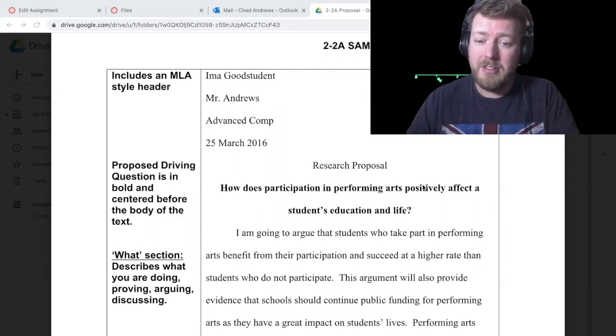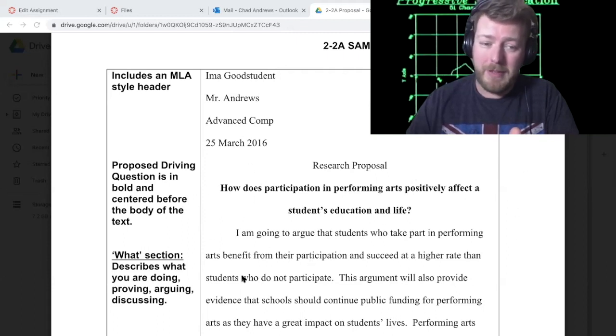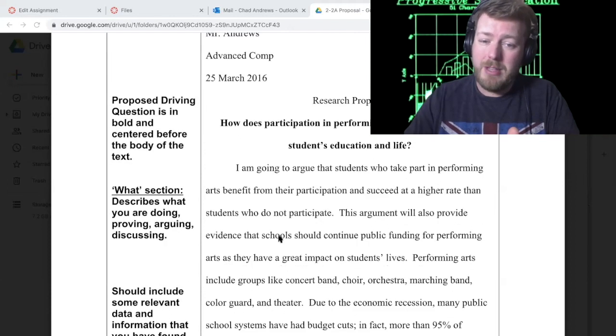So how does participation in performing arts positively affect a student's education life? That's what this person's asking. This is actually kind of a broad question. This actually would probably be one I would ask them to get a little more specific in. This is not a perfect example, guys, but that's what they placed there.